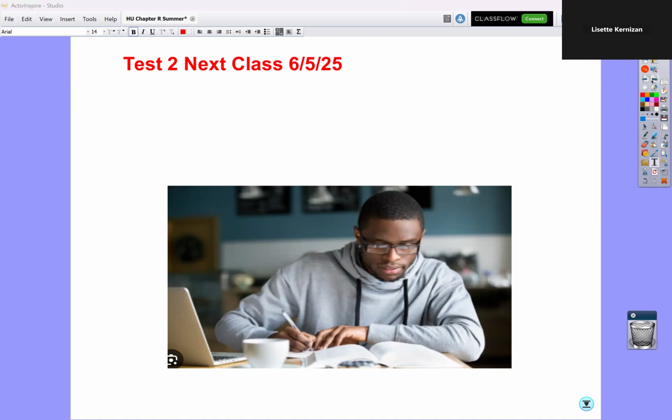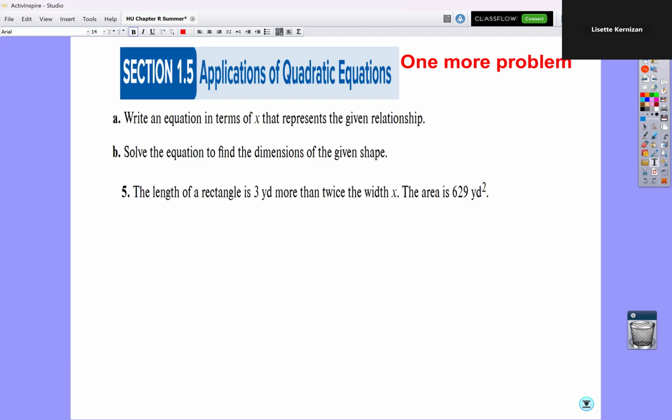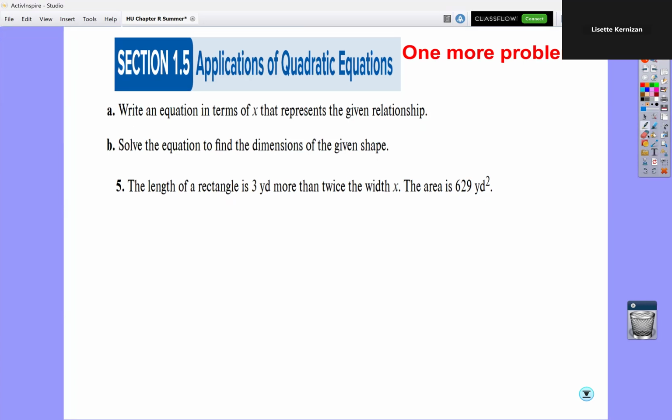All right, so I'm going to jump right into it. Today we talked about 1.5, quadratic equations. As promised, I said that I would do one more type of problem that you may see on the assessment in reference to quadratics. It says, write an equation in terms of x that represents the given relationship. Solve the equation to find the dimensions of the given shape. So they tell us that we have a rectangle. The length of the rectangle is 3 yards more than twice the width. The area is 629 yards squared.